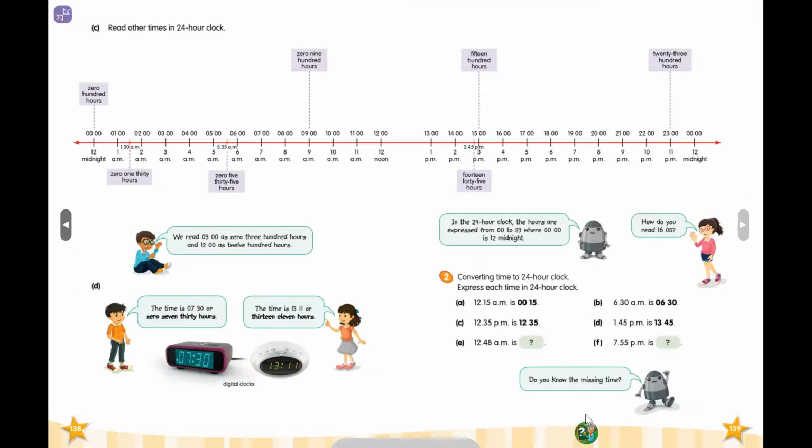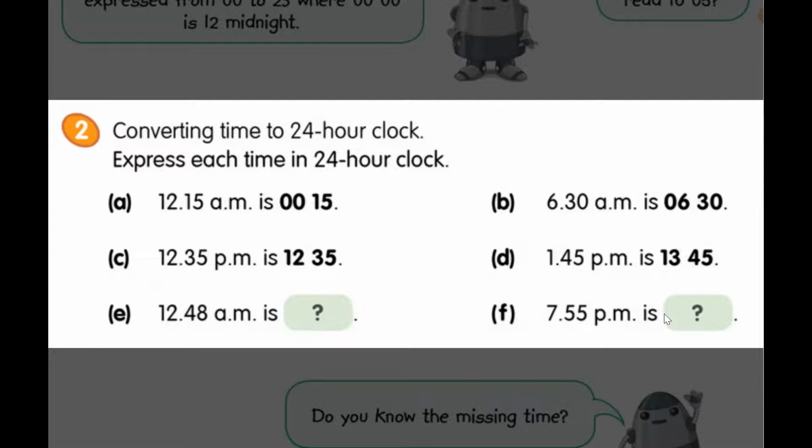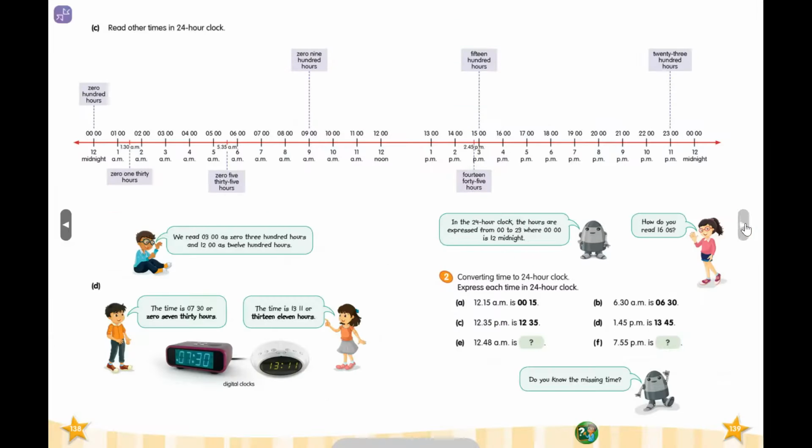Okay, so let's try our book now. This one, 7:55 p.m. is? 1955 hours. How do I get it? 7 plus 12. Okay, very good. I heard Trevor, very good.